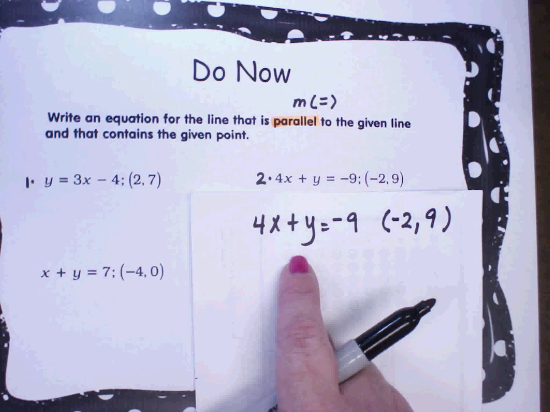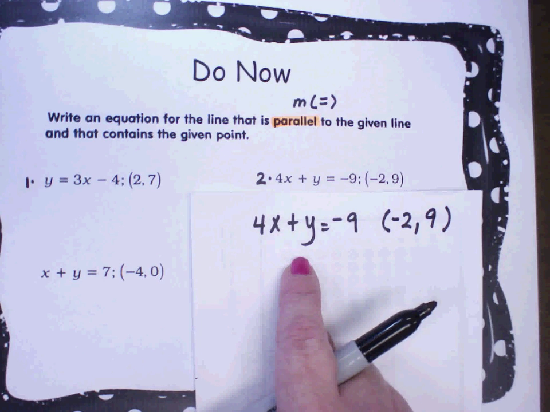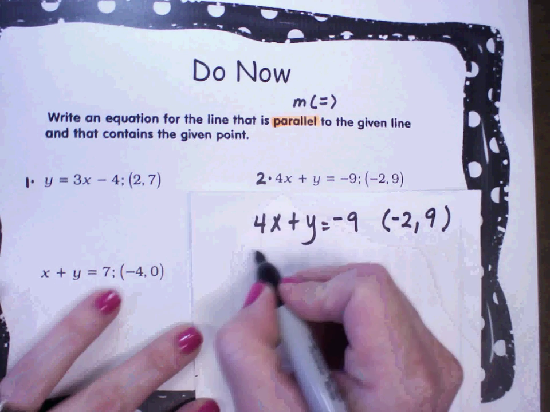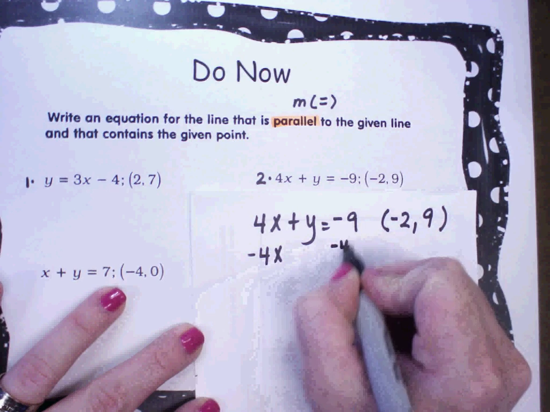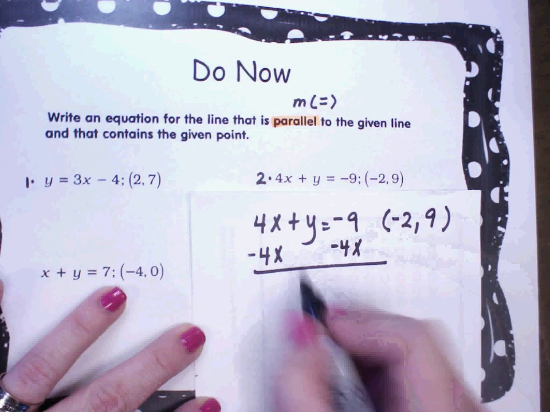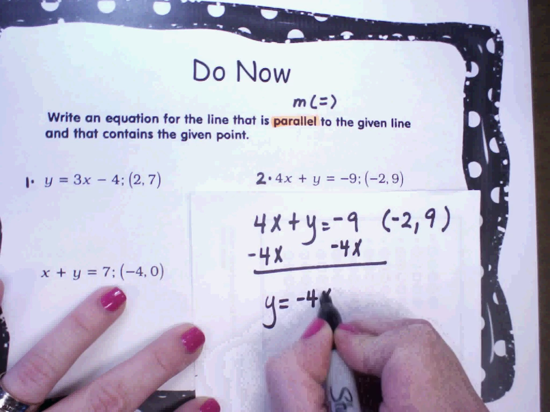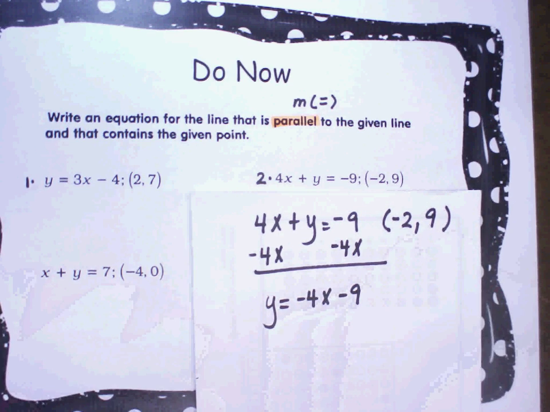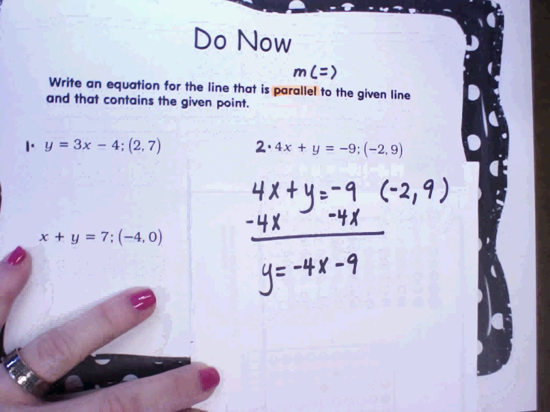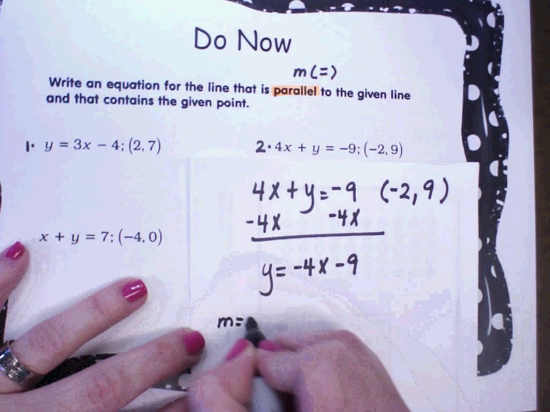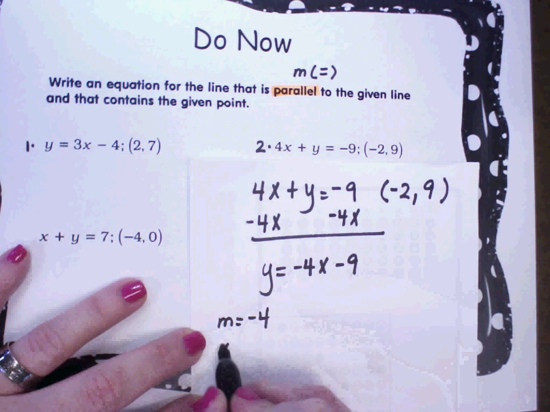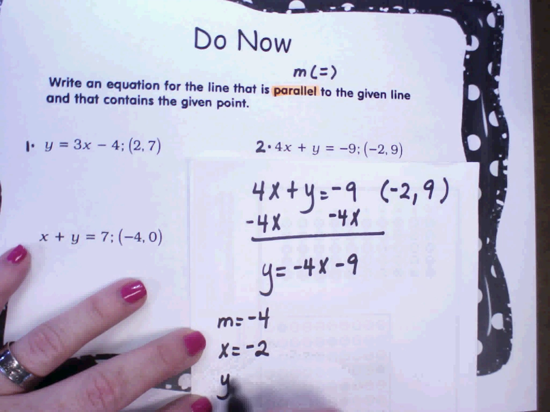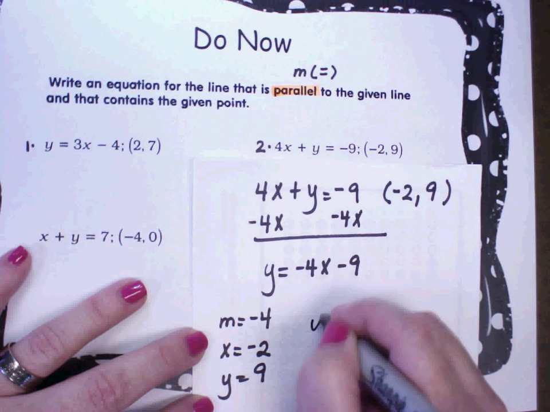So to find this slope, what do I need to do? Turn it into what? Slope intercept. Very good. Which means you're solving for y. So to solve for y, take away 4x. And then y equals negative 4x minus 9. Now I can get my m. What's my slope? There you go. And then what else do I have? I have an x and I have a y.